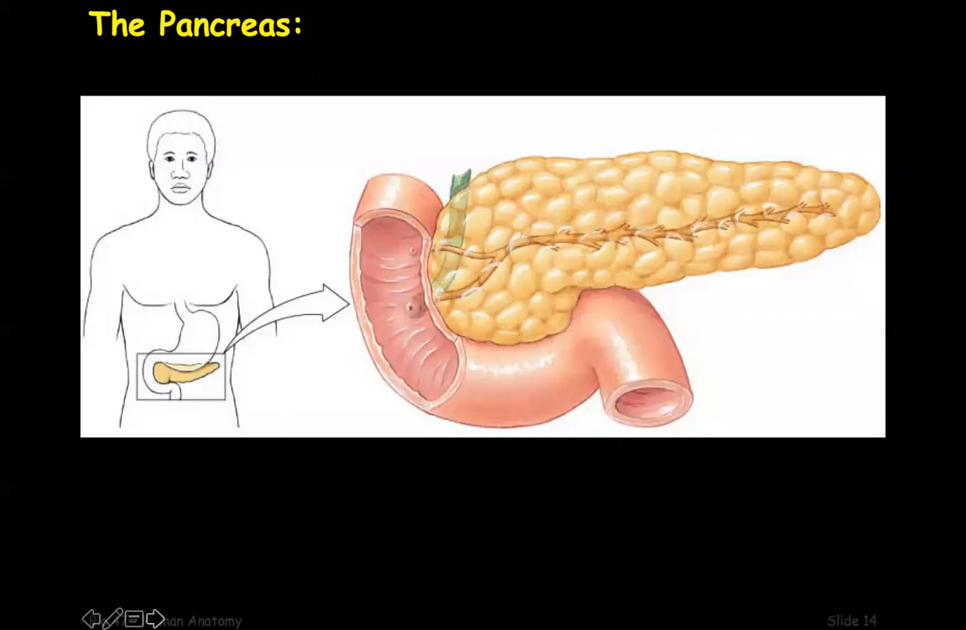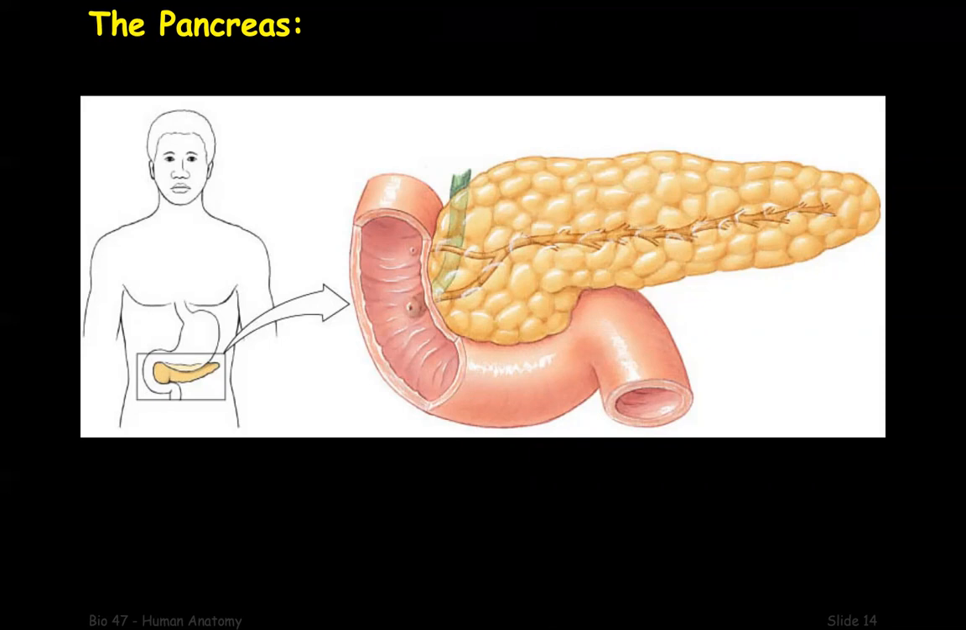Up next is the pancreas, which is primarily an exocrine gland. It primarily secretes digestive enzymes into the small intestine. So it primarily has exocrine function, but about 1% of it is endocrine. So we're going to learn about it in both endocrine and digestive systems. For its endocrine functions, it's responsible for secreting insulin and glucagon and somatostatin.